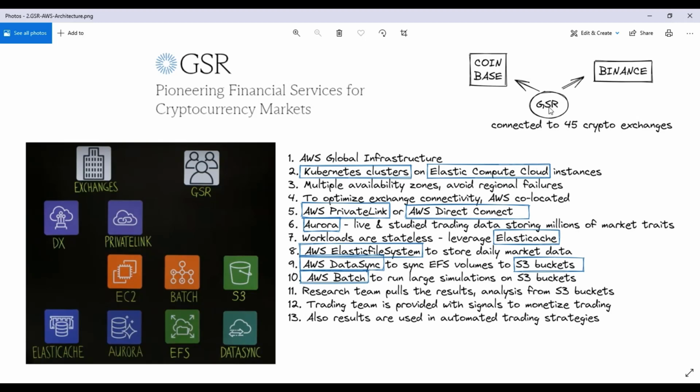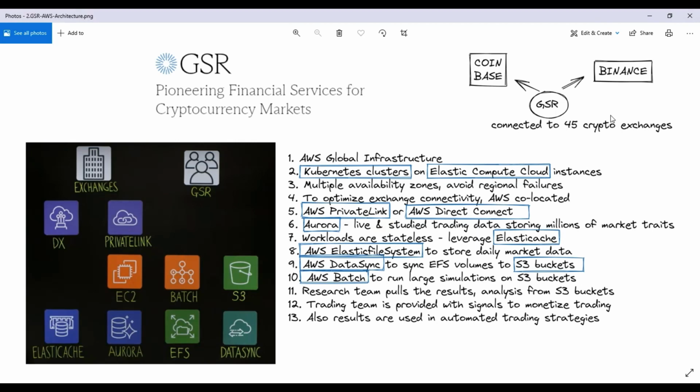Regarding the connectivity part, we could imagine that there are multiple cryptocurrency exchanges and they could be placed in multiple regions. One important part to look at is co-location. What is co-location? Some cryptocurrency exchange, let's say, could be present in the US East 1 region. We could as well have some instances provisioned in that particular region so that they are co-located.